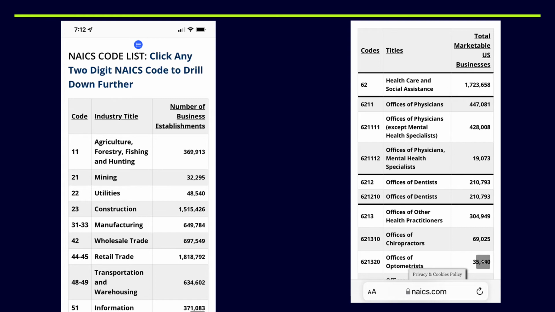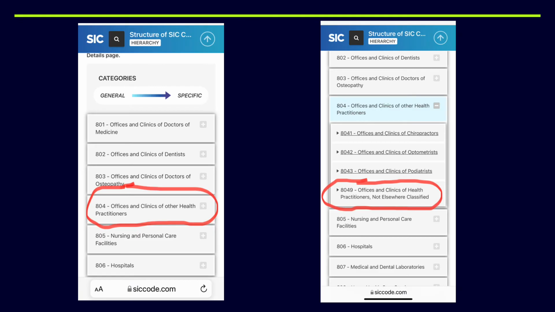On the next box here, I will make my industry as an example. I picked 6213, which is offices of other health practitioners, because that's what we belong to. We are physical therapists, occupational therapists, so we are in the rehab industry. So that's why I picked that one. So I clicked on it, and that on the other side was my NAICS classification.